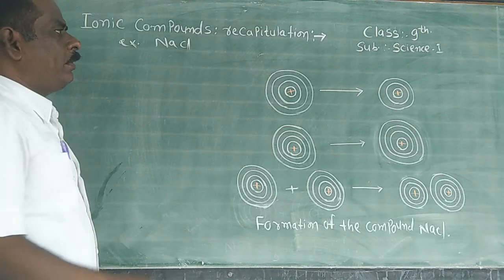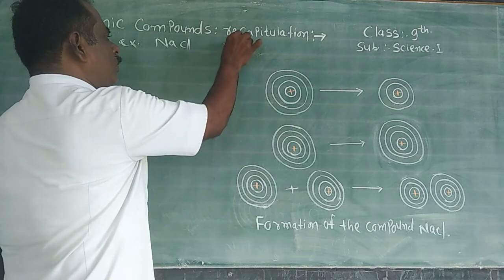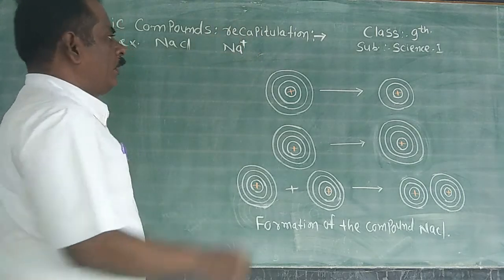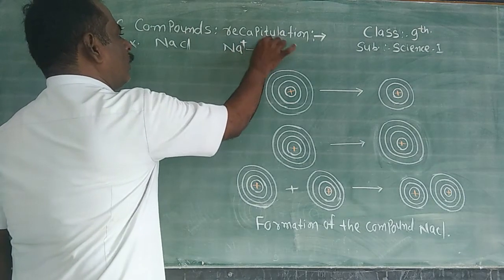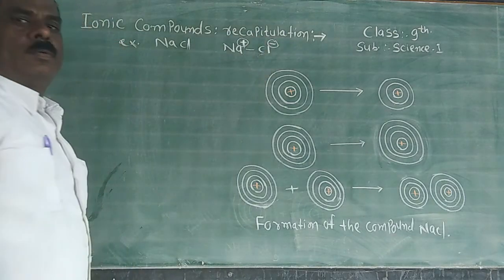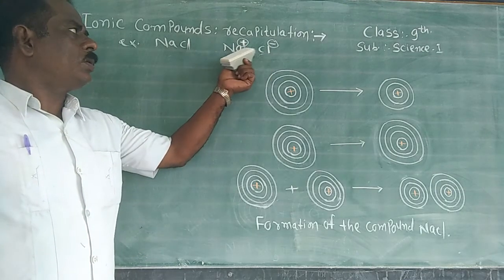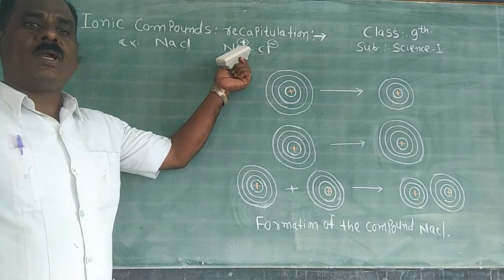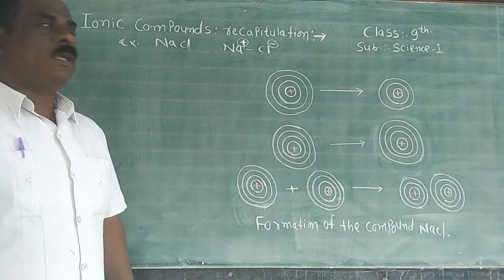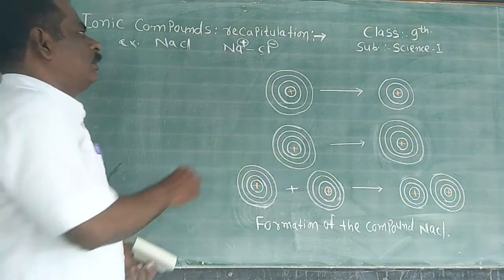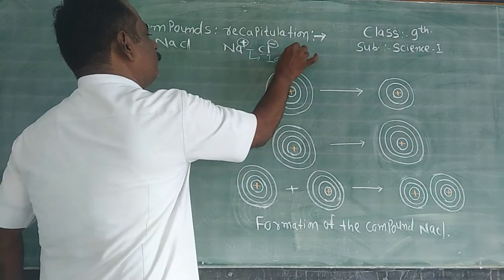In this sodium chloride, there are two types of ion. First is the positively charged cation, sodium, and second one is the anion, chlorine. Between cation and anion, the electrostatic force of attraction is formed. That electrostatic force of attraction is called ionic bond.